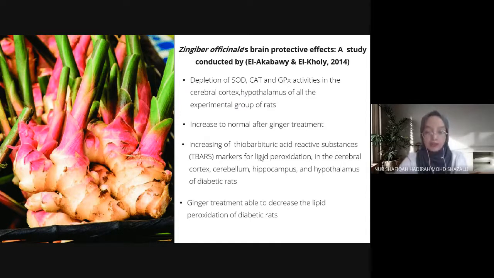There was also an increase of thiobarbituric acid reactive substances, which is a marker for lipid peroxidation, in the cerebral cortex, cerebrum, hippocampus, and hypothalamus of diabetic rats. Fortunately, ginger treatment was able to decrease the lipid peroxidation of diabetic rats.